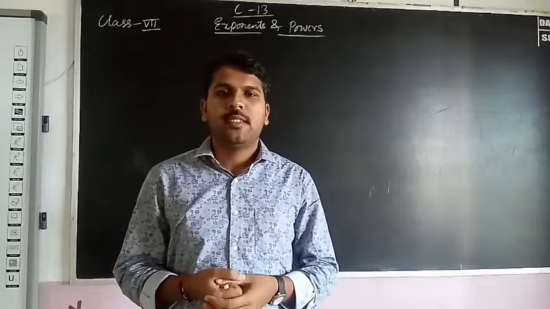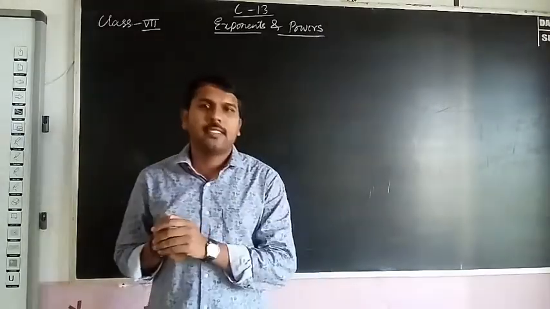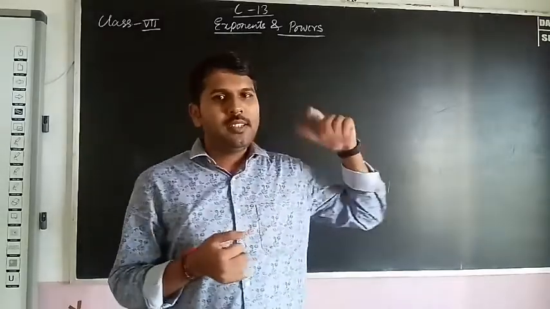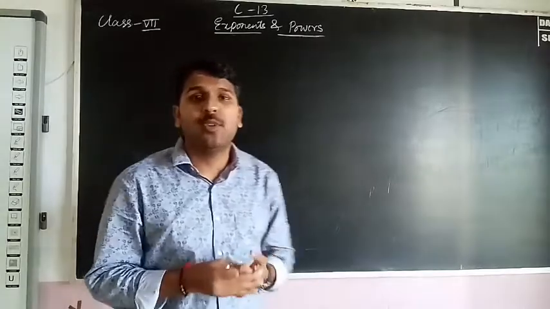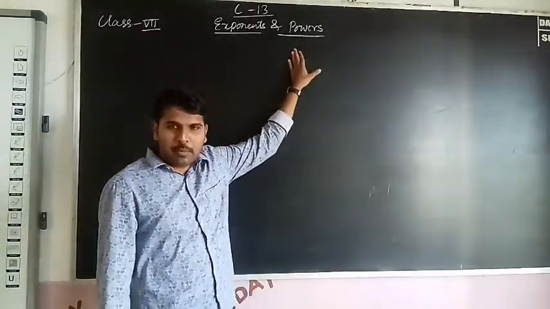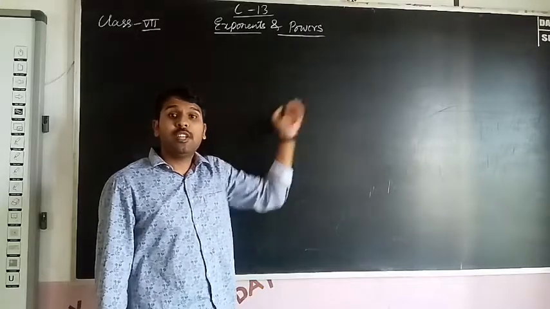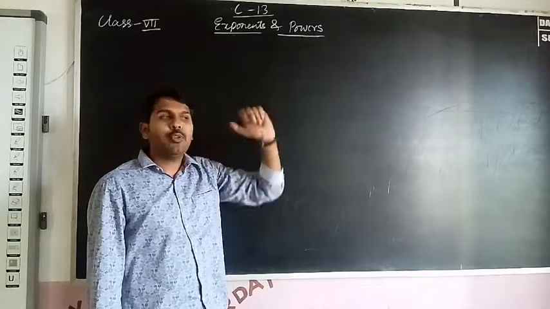Hello my dear students, last class we discussed triangle and its properties, chapter 6.5 exercise. So that completes the 6.6 chapter. Today we are going to start the new chapter, that is exponents and powers. By using exponents and powers we can write a larger number in the shortest form. So how to write that?